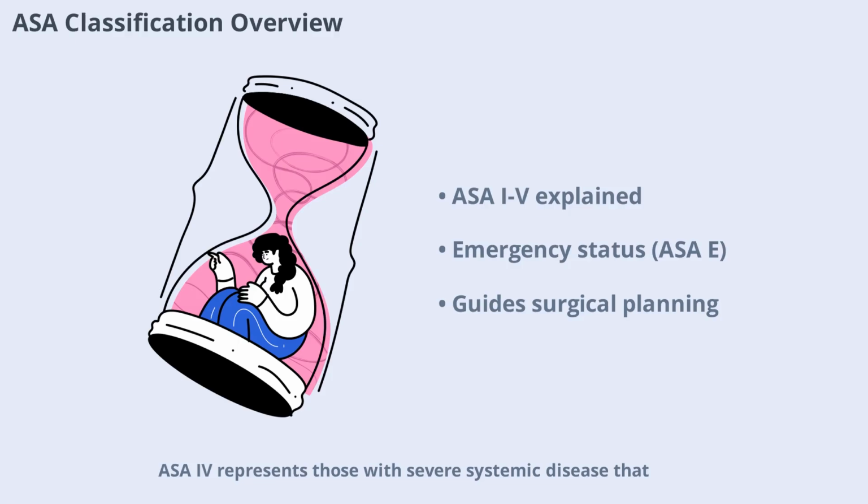ASA 4 represents those with severe systemic disease that is incapacitating and poses a constant threat to life. ASA 5 is reserved for moribund patients not expected to survive without the operation. Finally, ASA E denotes an emergency procedure. This classification helps tailor surgical planning and risk mitigation.